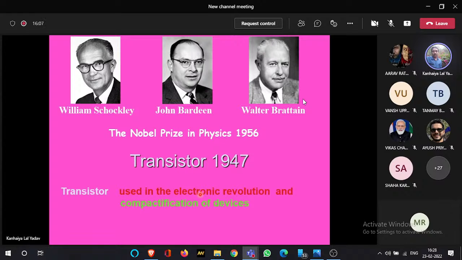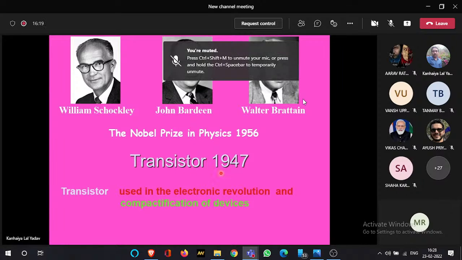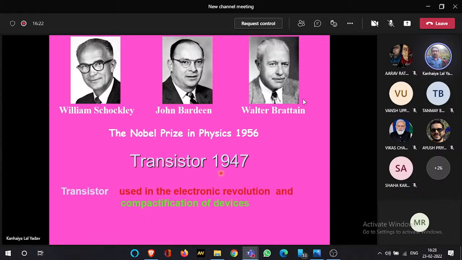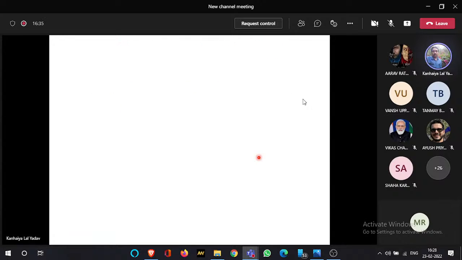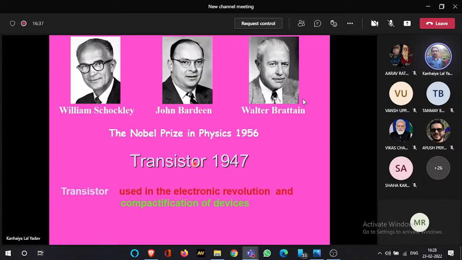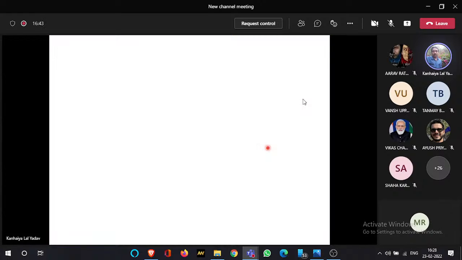The transistor was used in the electronic revolution and compactification of devices. Some of you might have seen the old radios which were using valves, tubes. You may not know about the tubes, but transistors you might have studied. But still, semiconductors are not in the CBSE and IIT JEE paper. Some other boards have them, and now the CBSE book also has them. So this 1947 development of the transistor was the stepping stone for the compactification of all the devices.